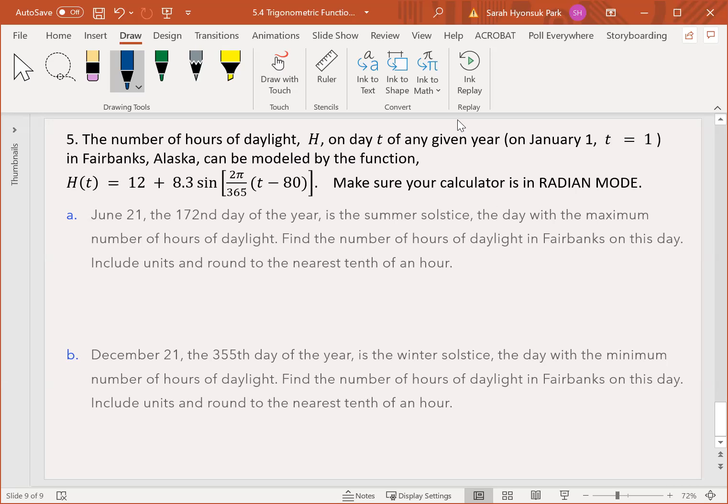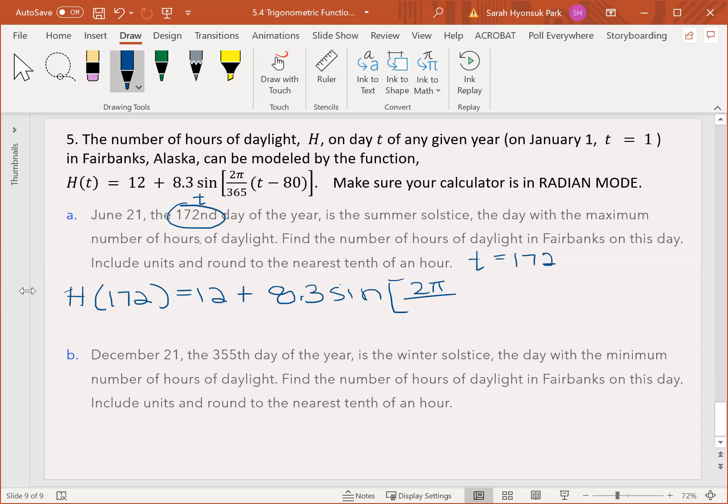Let's find the number of hours of daylight in Fairbanks on this day, making sure to include units and round to the nearest tenth of an hour. For this, we just need to substitute our value for t, which is 172. We're solving for the number of hours, so h of 172. We plug that into the function: 12 plus 8.3 sine of 2 pi over 365 times 172 minus 80, close the big bracket.